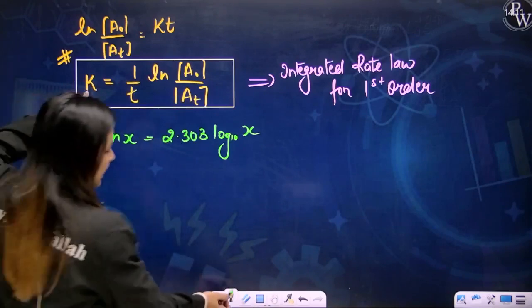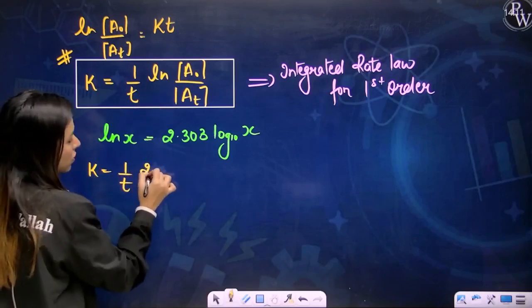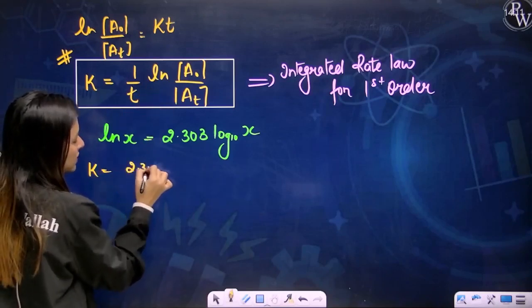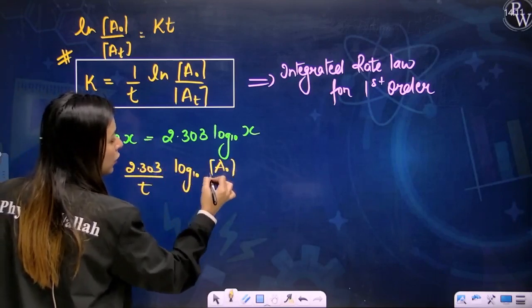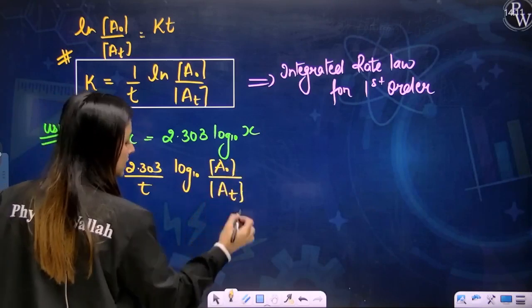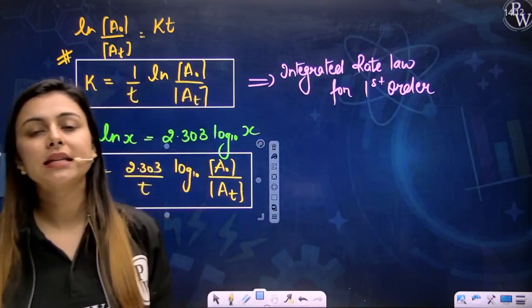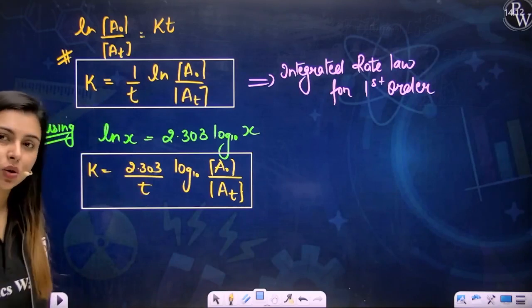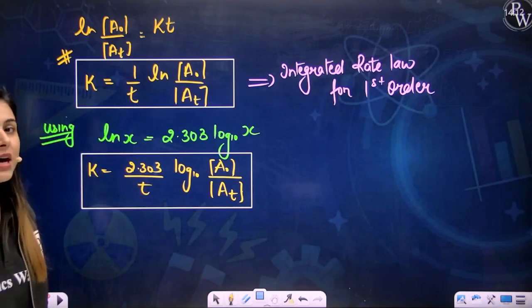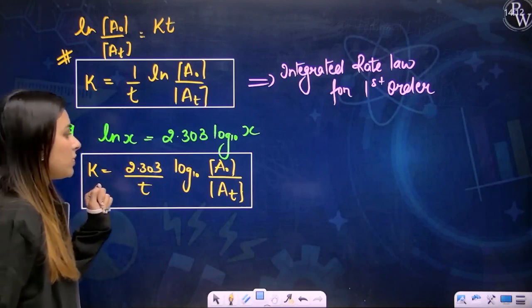So now we will be writing this expression as k is equal to 1 upon t ln, which can be written as 2.303 upon t log base 10 a naught upon at. Yes, this is another expression which is generally used in your calculations. You just converted the natural log to log base 10. I hope you don't have any issue till now. These are the few things which you need to understand.